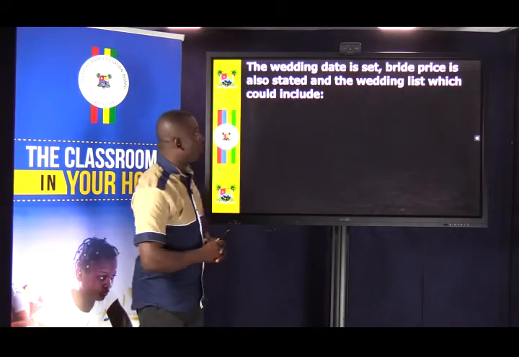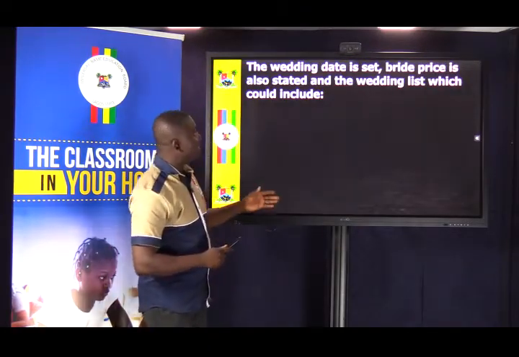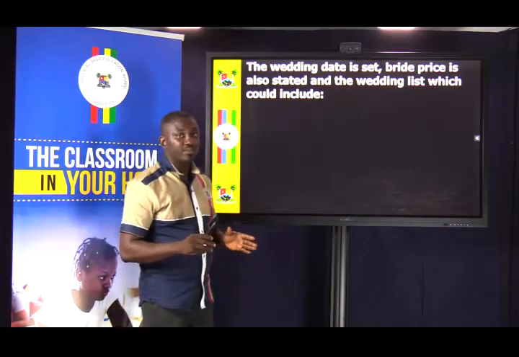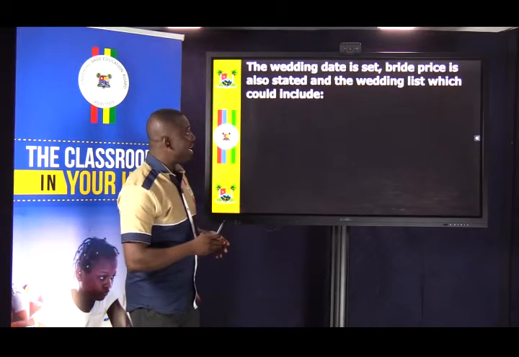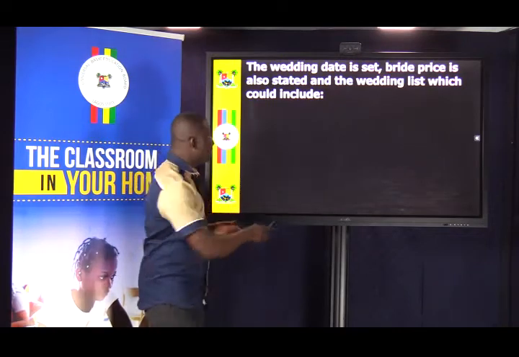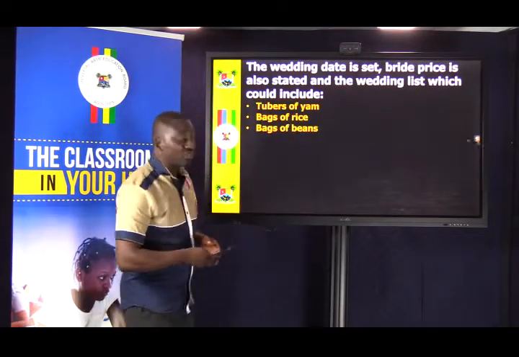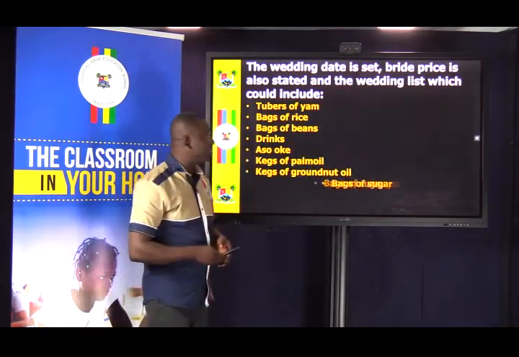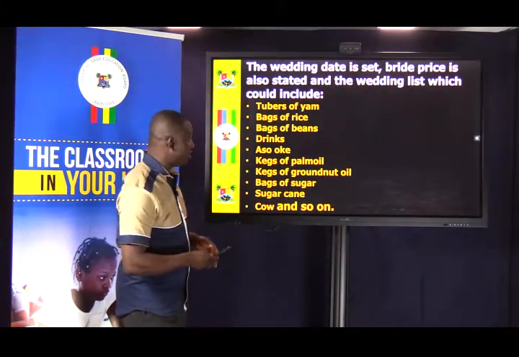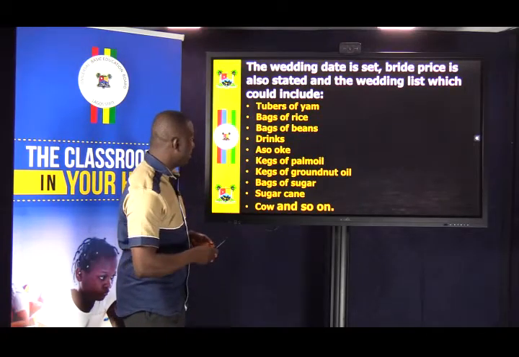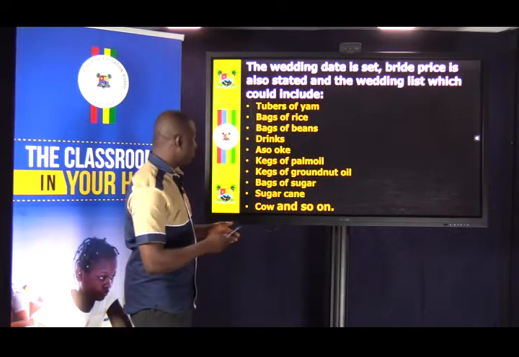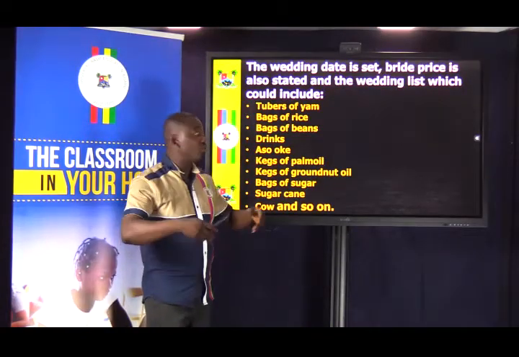Momi Mo. Now it is at this introduction that the wedding date is set, and the bride price is also stated. The wedding list could include 2 bags of yam, bags of rice, bags of beans, drinks, aṣọ-òkè, kegs of palm oil, kegs of groundnut oil, bags of sugar, sugar cane, cow, and so on.